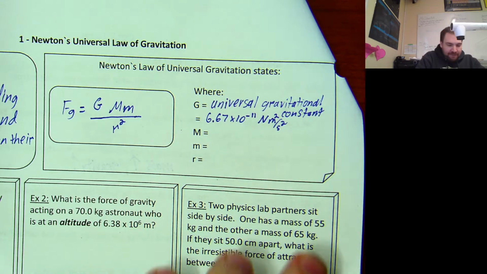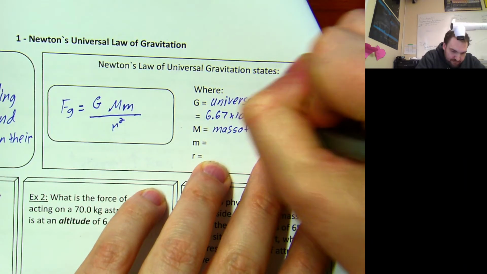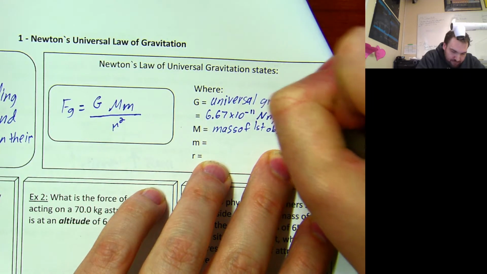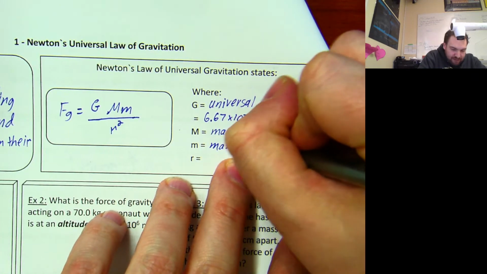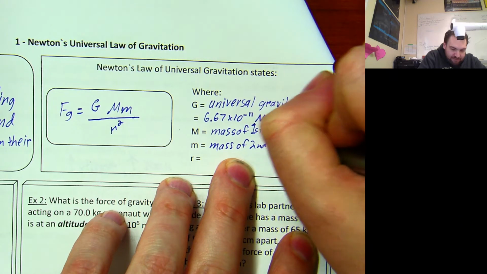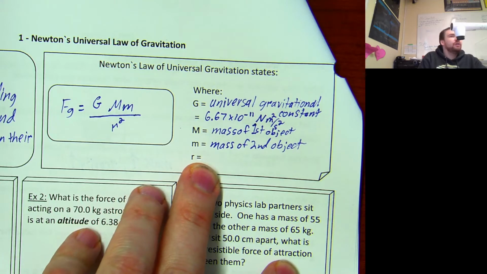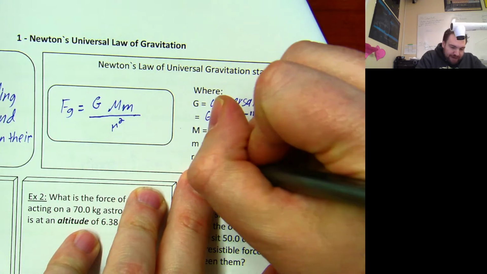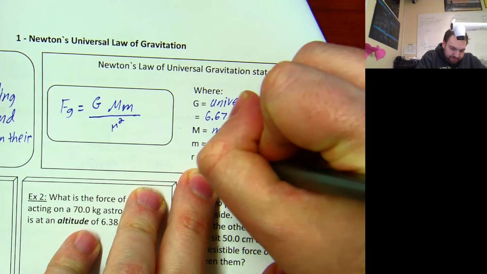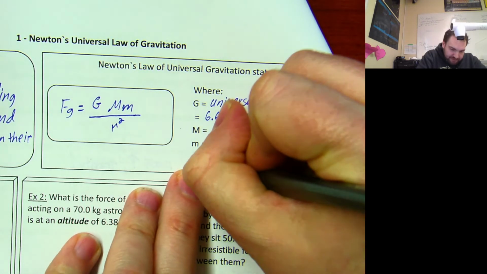So then these two m's, big M is the mass of the first object. And little m is the mass of the second object. And we don't use the letter D, we use R, even though we're talking about the distance between their centers. We talk about that R as the radius, which is the distance between centers.